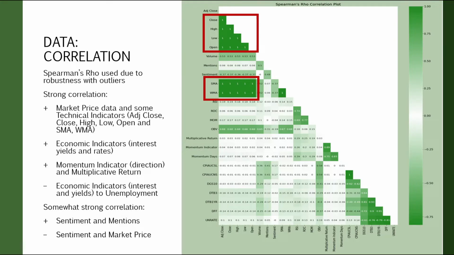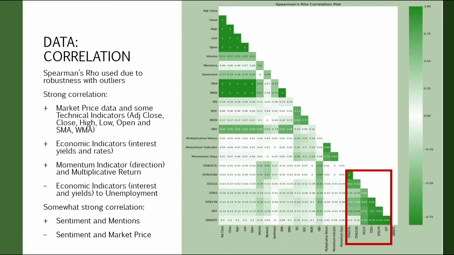Since these values move together, I did see a strong correlation, actually a multicollinearity, between the market price data and also some of the technical indicators. There was also a strong correlation between many of the economic indicators. Not quite as strong was the positive correlation between sentiment and mentions, but unexpectedly, there was a somewhat negative correlation between sentiment and market price, implying that as sentiment increased, market prices moved in the opposite direction.